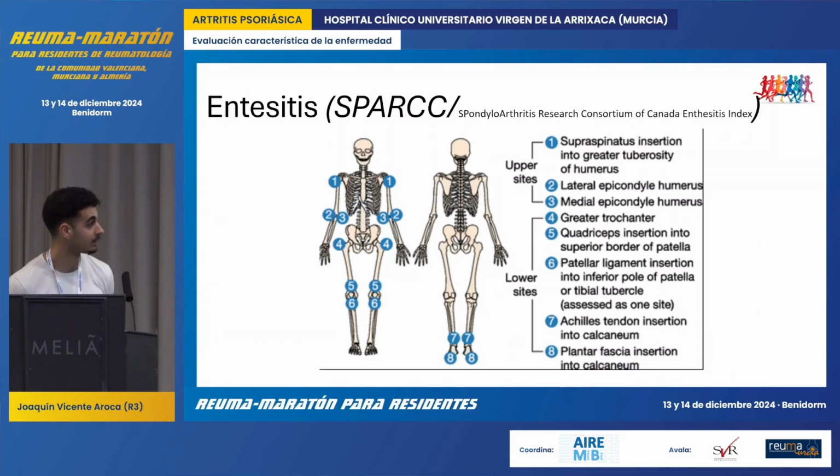Another more complex index, which is similar to the previous one, but instead of assessing 3 pairs, we assess 8. This is the SPARCC. So yes, it requires more time.